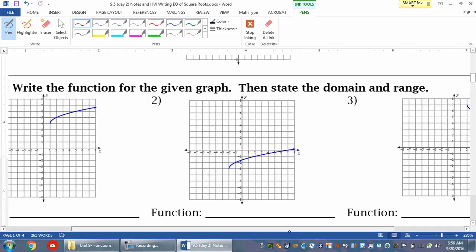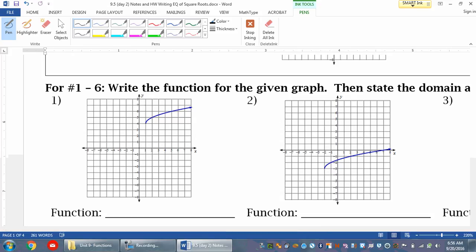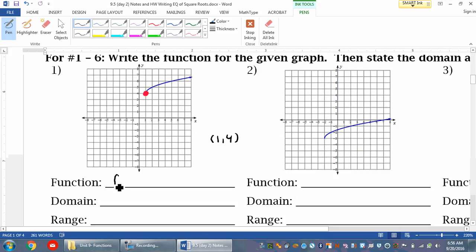Just like we were writing equations for absolute value and quadratics, find the initial point. For those you're finding the vertex. So here my initial point is 1 comma 4. Remember, anytime we write the equation of the function, we have to start with f of x equals. Since it's an eyebrow, we start with the square root. Under the square root is always x, and since it's a positive 1, it's minus 1. On the outside of the square root, since it's up 4, it's plus 4.